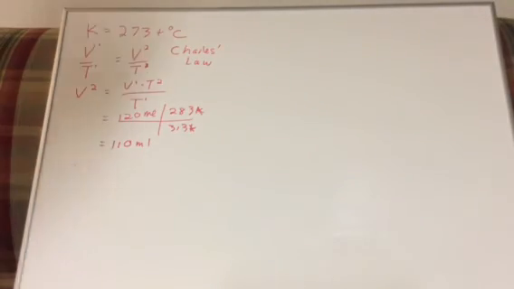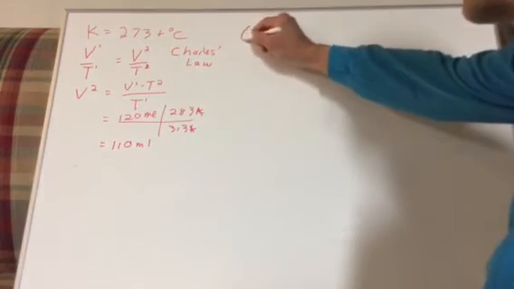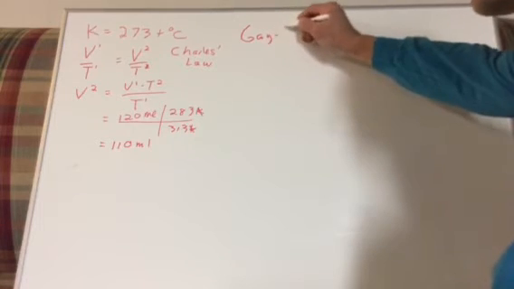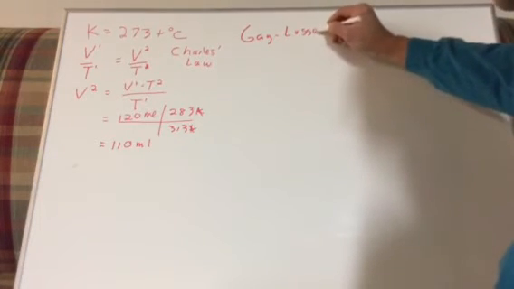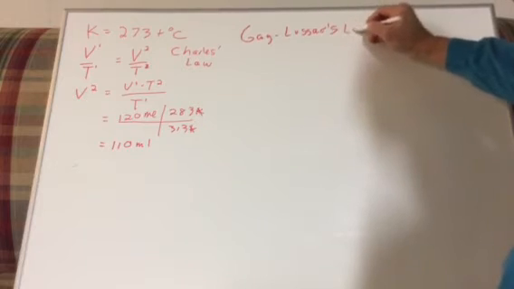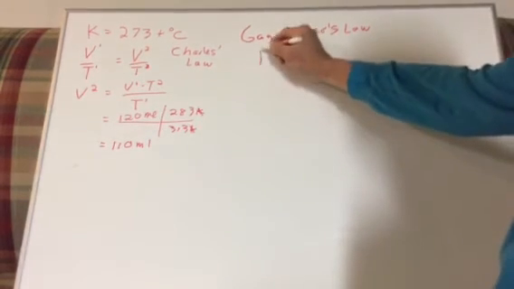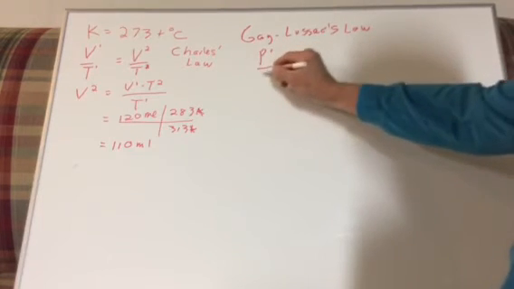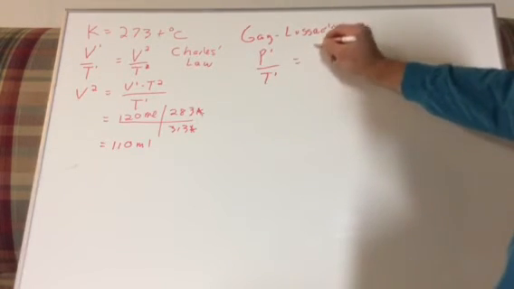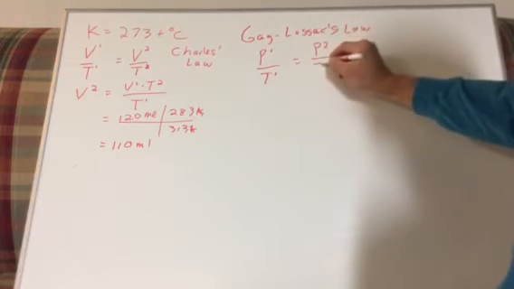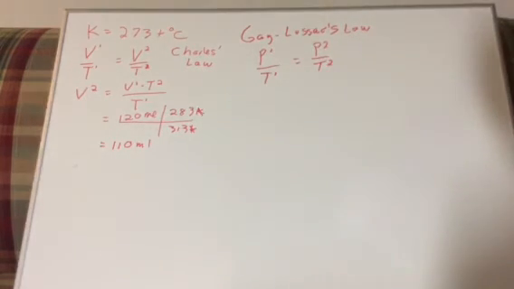Okay, the second law then, and I'll switch sides over here like I've been trying to do, is Gay-Lussac's law. And Gay-Lussac's law then looks at the relationship between pressure and temperature. So you can say then that pressure 1 over T1 equals pressure 2 over T2.